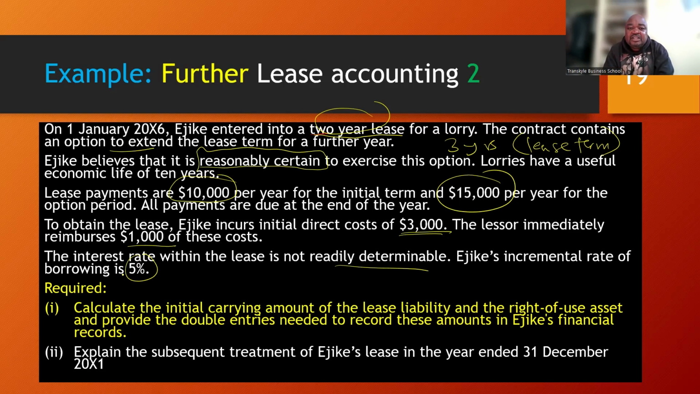Required: calculate the initial carrying amount of the lease liability and the right of use asset, and provide the double entries needed to record. So now here you can't use the trick of the annuity. Why? Because the amounts are different. You can use the annuity trick for the first 2 years and then come back to the present value tables. I think here, since the number of years is just 3 years, we can just use the present value table.